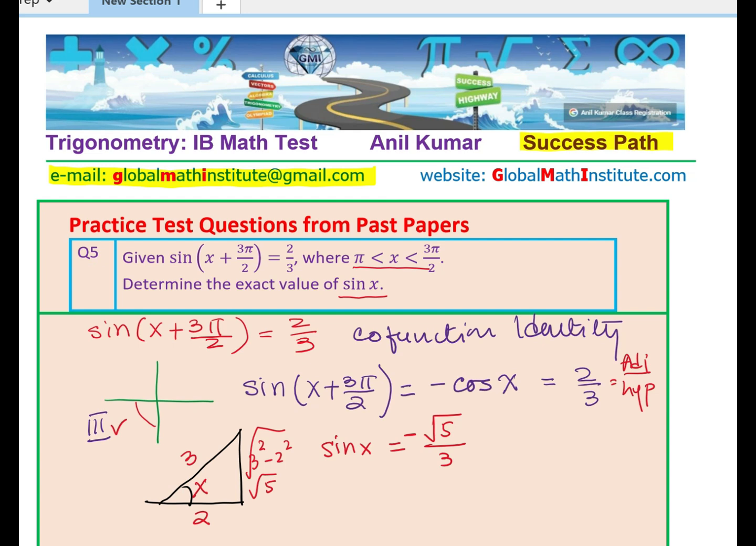Makes sense, right? You could have also used the identity sin square x plus cos square x equals 1, or sin x equals the square root of 1 minus cos square x. And since we are in quadrant 3, we'll take the negative, right? Make sense? So that is how we are going to solve this particular question.